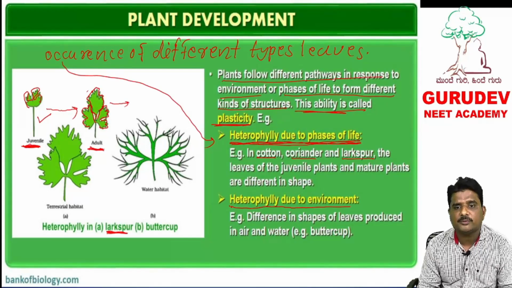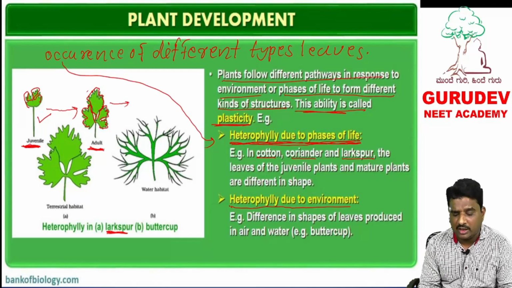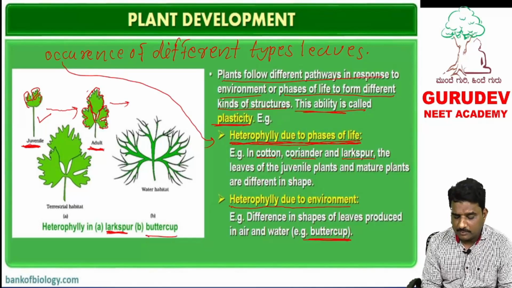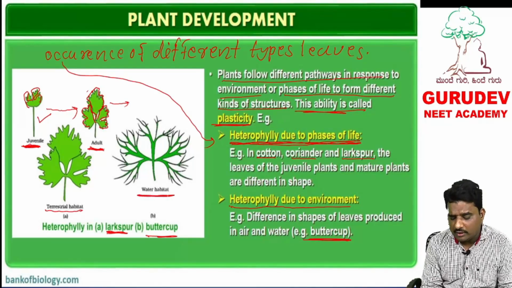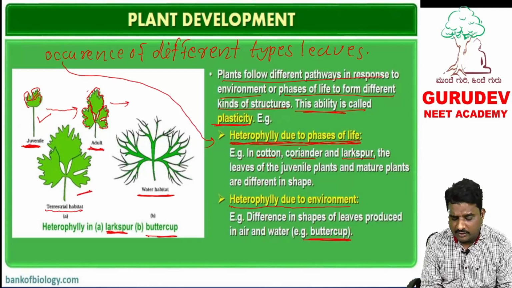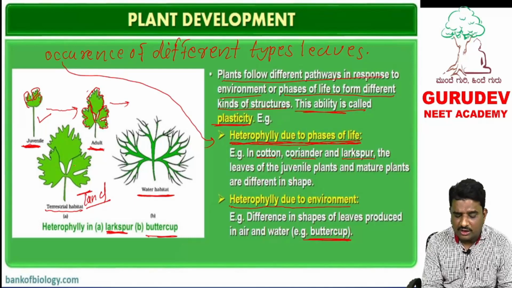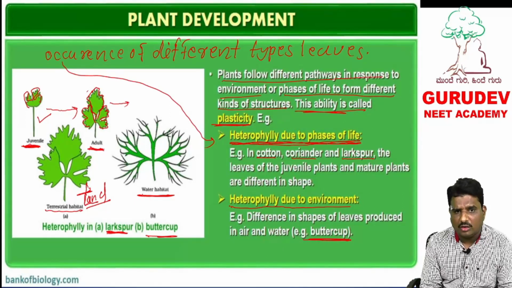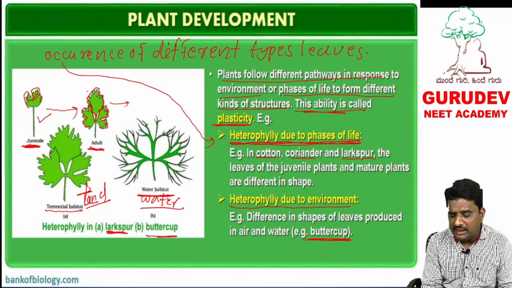And next, heterophily due to environment. Heterophily due to environment means what? See here, the example given is the buttercup plant. In the buttercup plant, in diagram B, see how the shape of the leaf is in the terrestrial habitat. And when the plant is present in water, see the shape of the leaf. It totally changes. That means in a water environment and in a land environment, the shape of the leaf is totally different.